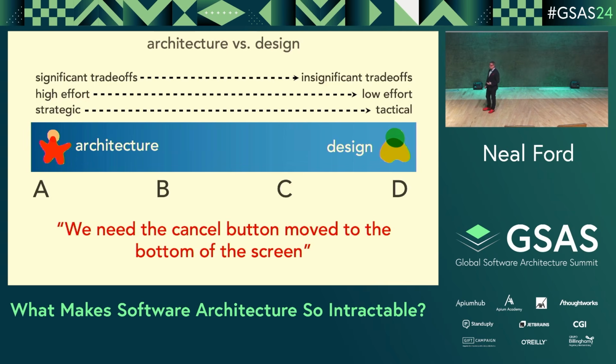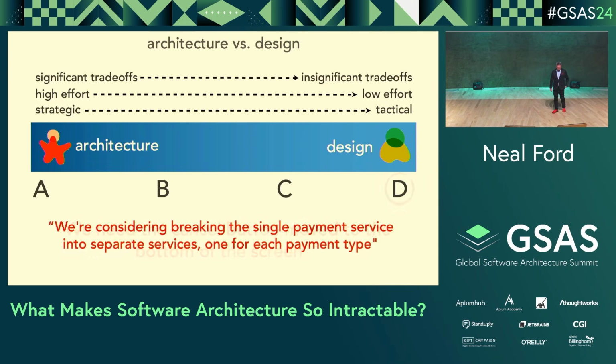What about we need the cancel button moved to the bottom of the screen? Classic user experience design kind of issue, very tactical, very low effort, and in this case, pretty much insignificant trade-offs. There are trade-offs in usability, but again, not many technical trade-offs. And those are low balls. Most decisions don't fall anywhere near the edges of that spectrum. And here's a great example of that. We're considering breaking the single payment service into separate services, one for each payment type.